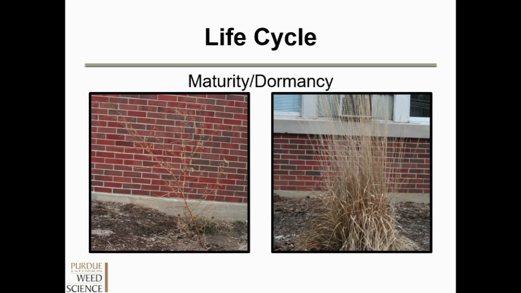And so we just call this dormant. It's going throughout the winter. It's a way to sacrifice the above ground tissue so the whole plant survives, and then it will regrow from that base structure the next year. So that's just a difference of, we use maturity usually for summer annual weeds or annual weeds, and then dormancy for our perennial weeds.